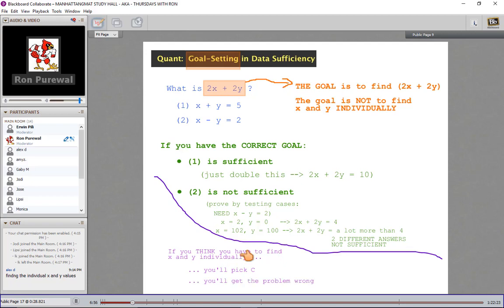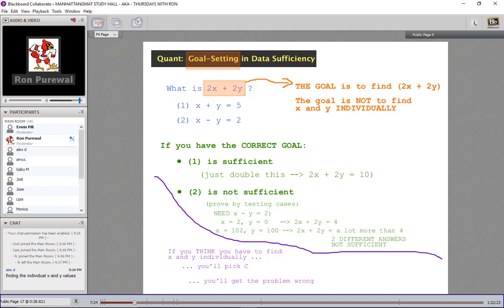Your reasoning goes wrong as soon as you think that. It's before you even start doing the work, right? If you look at this and you think, I need to find x and I need to find y, you're gone. Before you even start doing the problem, it's like pre-order incorrect before incorrect is even in stores. It's already incorrect. This is actually why they invented data sufficiency.